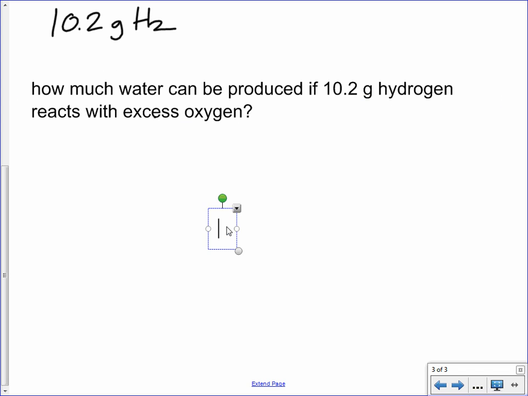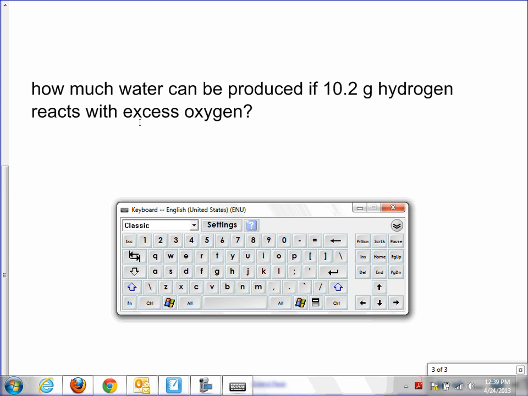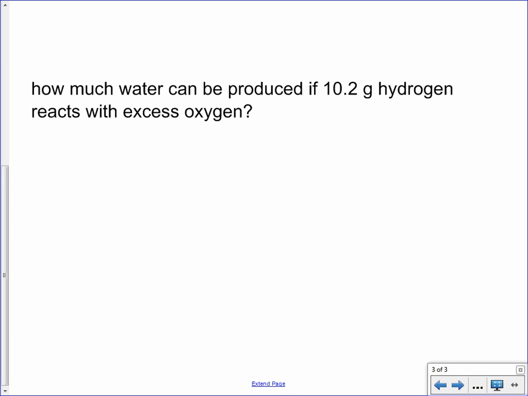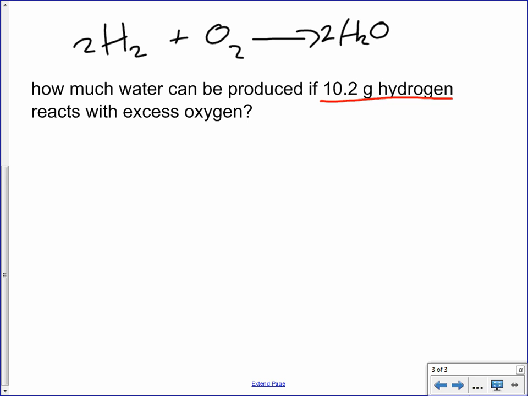Alright, so let me get rid of this. Okay, so let's go ahead and write our equation. Hydrogen reacts with oxygen to make water. Alright, we'll balance it. So, 10.2 grams of hydrogen. We want to know how much water can be produced. So if we've got 10.2 grams of hydrogen, and our end goal, again, is how much water.